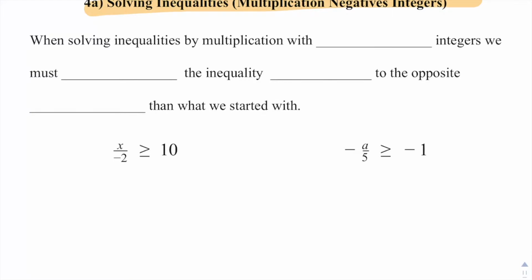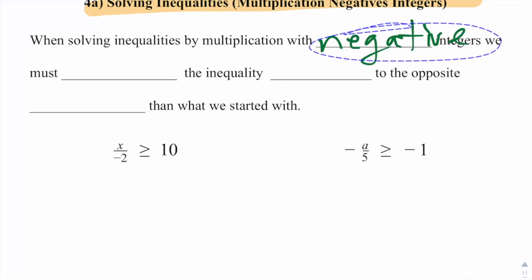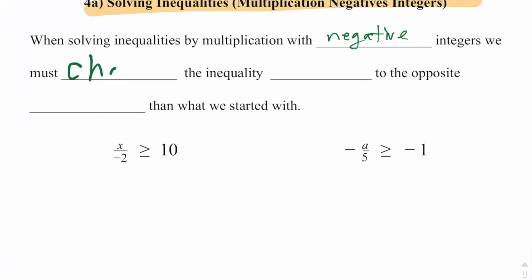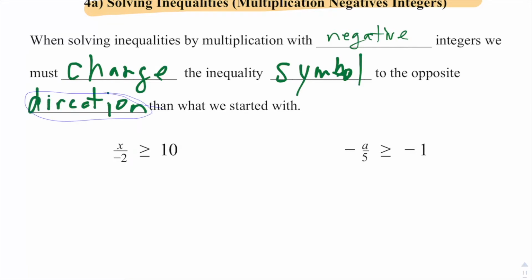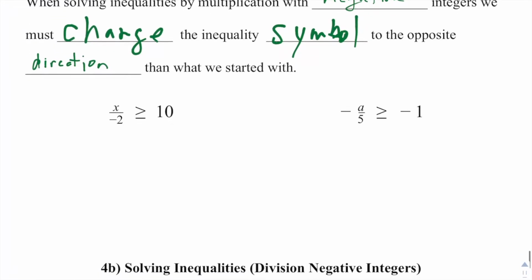Alright, so when solving inequalities by multiplication with negative integers, we must change the inequality symbol to the opposite direction than what we started with. So what does that mean? Well, let's do a couple examples real quick. Again, always balancing point. It helps keep you straight.